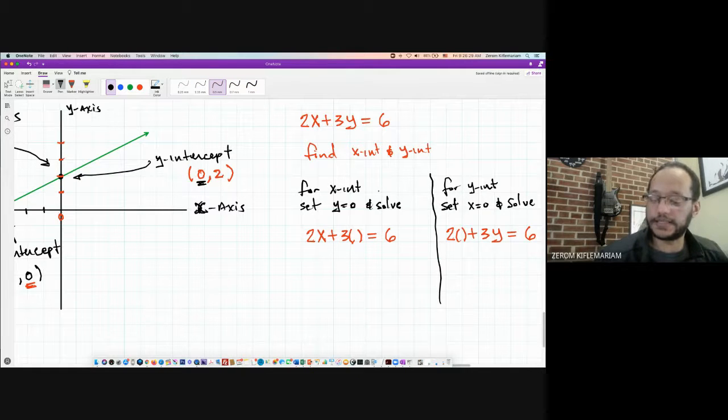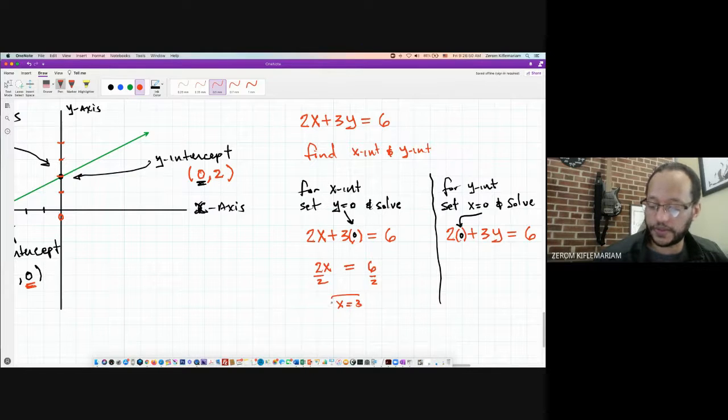To solve for x-intercept, what do we do? We make the y equal to 0. And then to find the y-intercept, we make x equal to 0. So if I try to solve 2x, anything times 0 becomes 0, is equal to 6 divided by 2. X is equal to 3.